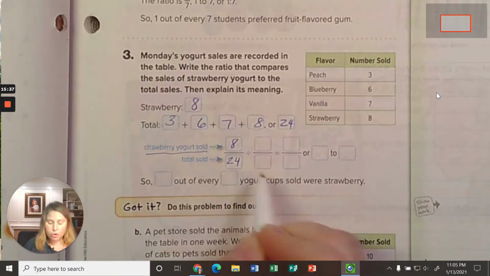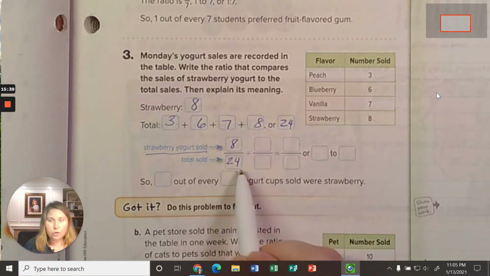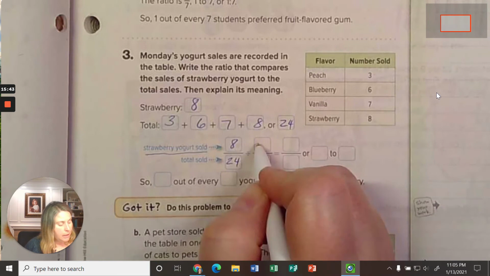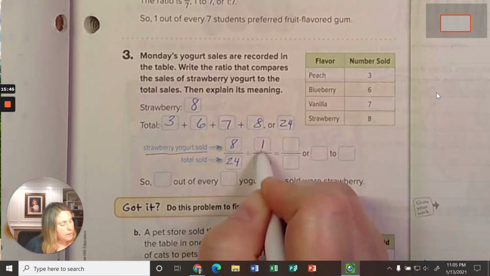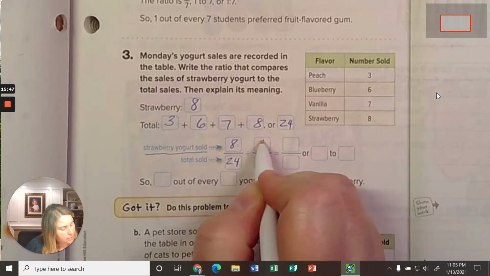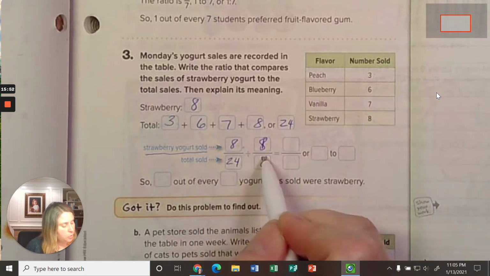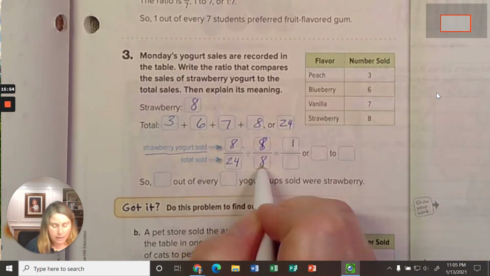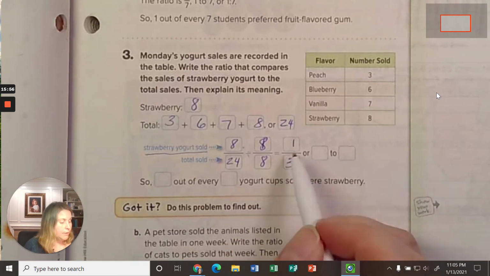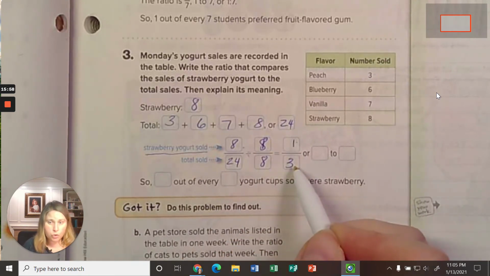If we look at the greatest common factor of 8 and 24, both of those are divisible by 8. This is where we divide, so divide each of these by 8. 8 divided by 8 is 1. 24 divided by 8 is 3. So 1 out of every 3 yogurts sold was strawberry.